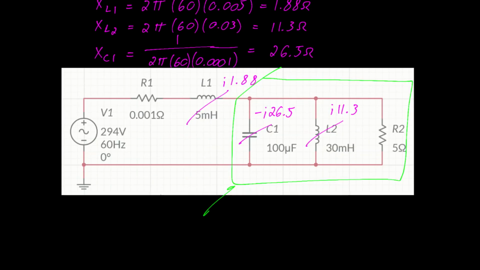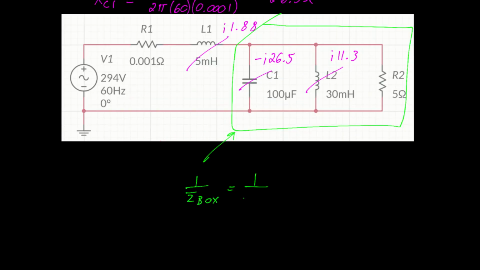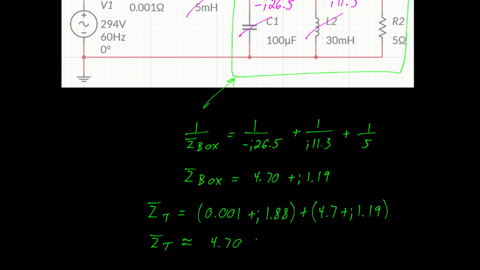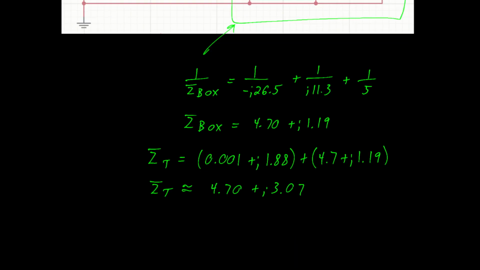We draw a box and we calculate the impedance of the parallel components inside that box. From there, we can calculate the total impedance. I should make a note that that 0.001 ohm resistance is negligible in this calculation. We did need it for the simulation. And finally, we calculate the source current, which is 37 amps RMS at an angle of -33 degrees.